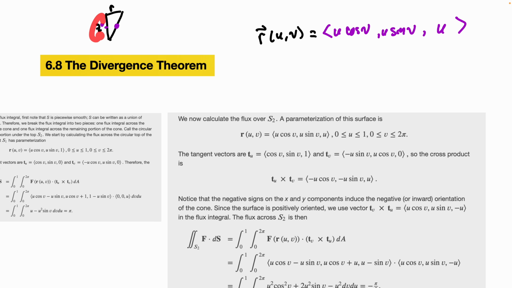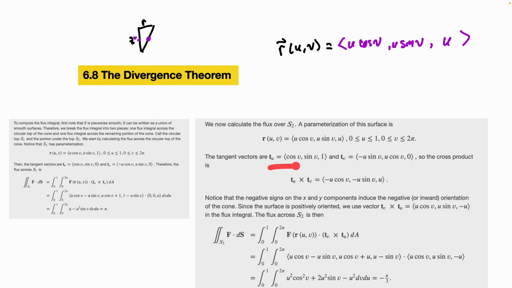And then what do we want u to do? We want u to go from 0 up to 1. Those are the quantities for z. So u is from 0 to 1. And then we want v, acting like theta, to make a full revolution, 0 to 2 pi. Excellent. And then you can go ahead and plug and chug.